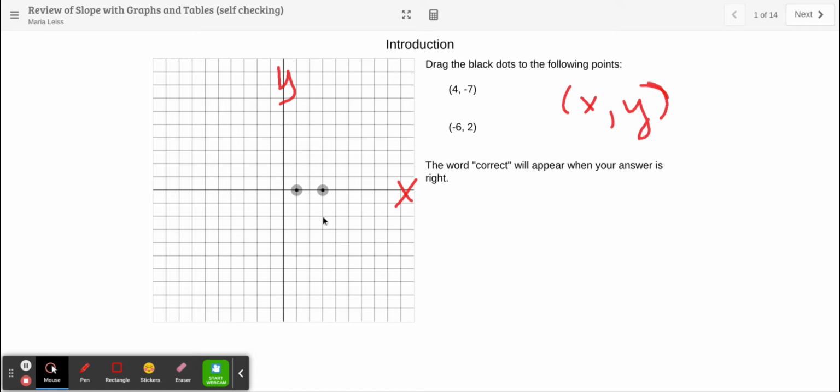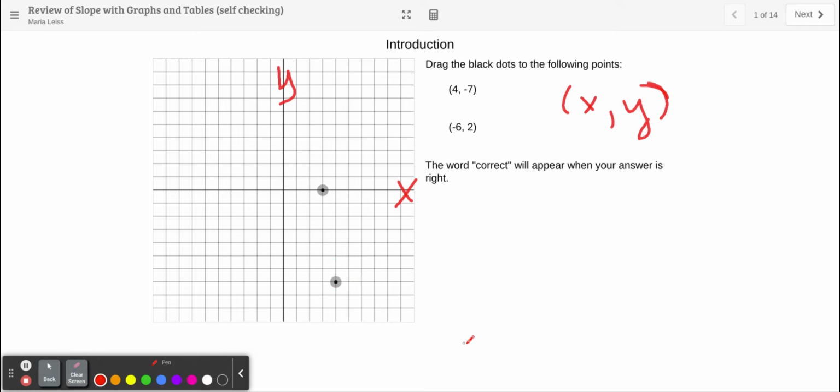So when I come over here to this first point, it says 4, -7. I'm going to grab it. If I start at the origin, it means I'm going to go +4, so 1, 2, 3, 4, and then -7. Because it's negative, I'm not going to go up. It means I'm actually going to go down. 1, 2, 3, 4, 5, 6, 7.